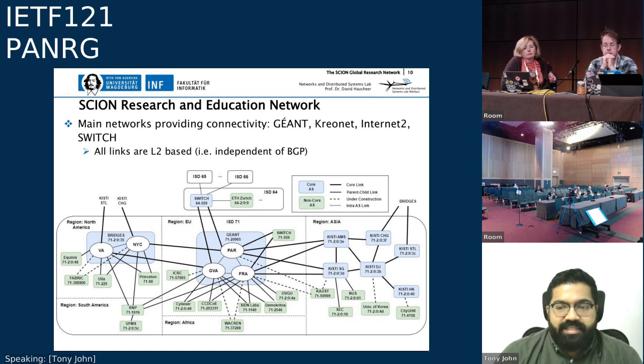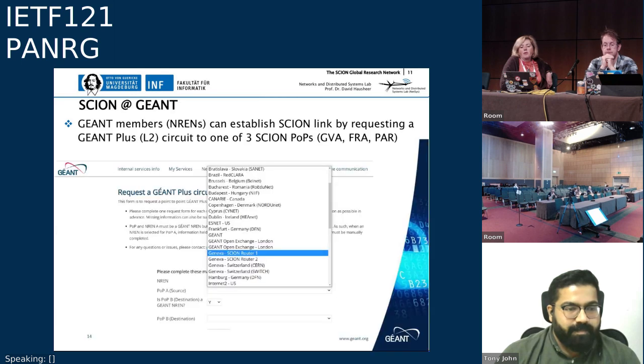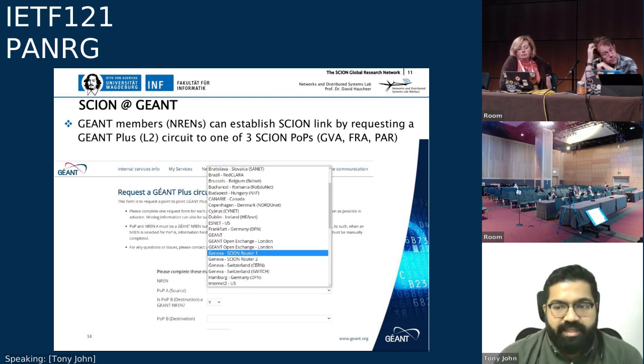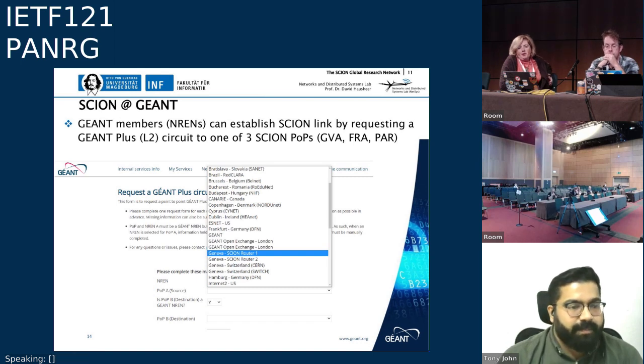And in Switzerland, SWITCH connects the education isolation domain to the rest of the SCION production network. It is important to note that all of these links are layer 2 links, independent of BGP. In Europe, members of GÉANT can access SCION through the GÉANT Plus circuit. They have points of presence in Geneva, Frankfurt, and Paris.